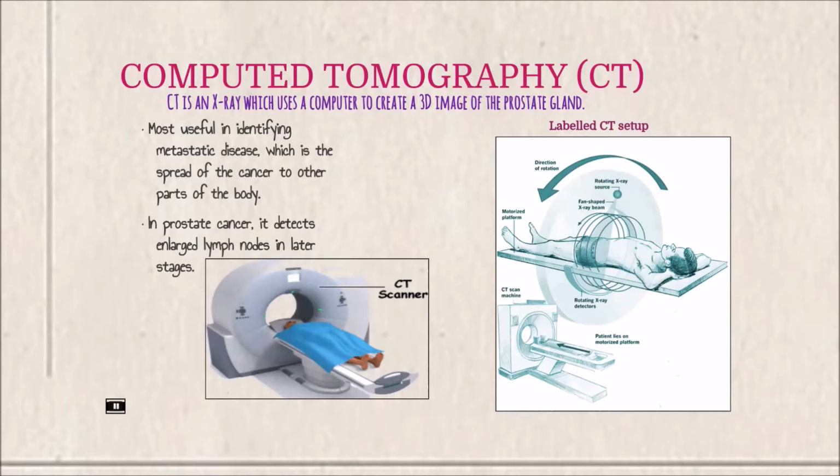Computed tomography is an X-ray which uses a computer to create a 3D image of the prostate gland and is used in the imaging of prostate cancer. It is essential to provide information about metastatic disease, which is the spread of the cancer from the original tumor location. It is not very useful in diagnosing prostate cancer, but is useful in detecting enlarged lymph nodes in later stages of the cancer and in cases of reoccurrence.